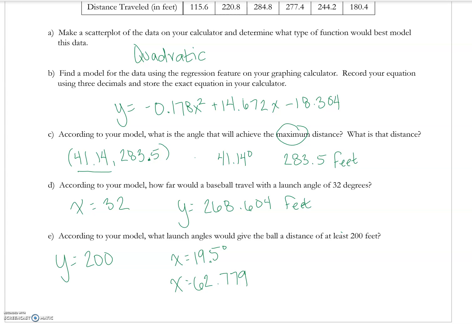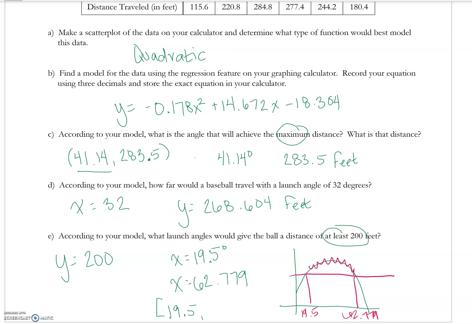What we need to realize here is we wanted a distance of at least 200 feet. So if we think about what our graph looked like, something kind of like this, right? We had a distance of at least 200 feet here and my 2 points of intersection here. So here was my 19.5 and here was my 62.779. Anything in between there, any angle measurement in between there would give me a distance of at least 200 feet. So if I were to write this answer in interval notation, I would say including 19.5 and going to including 62.779.